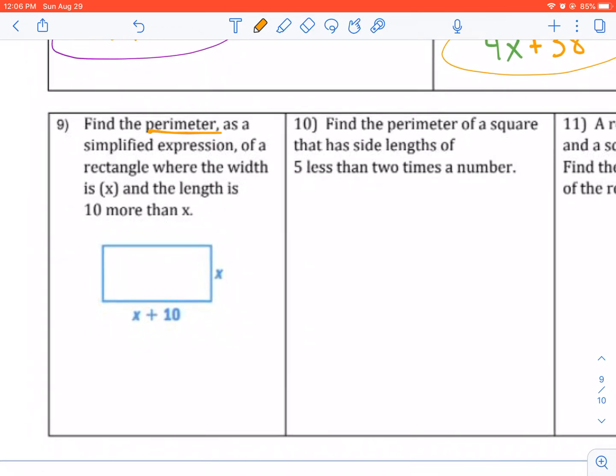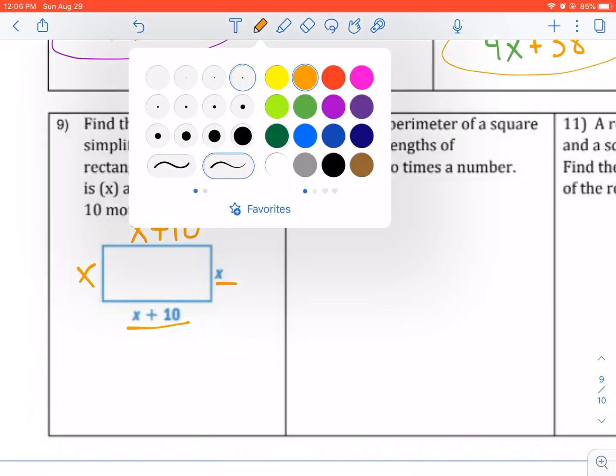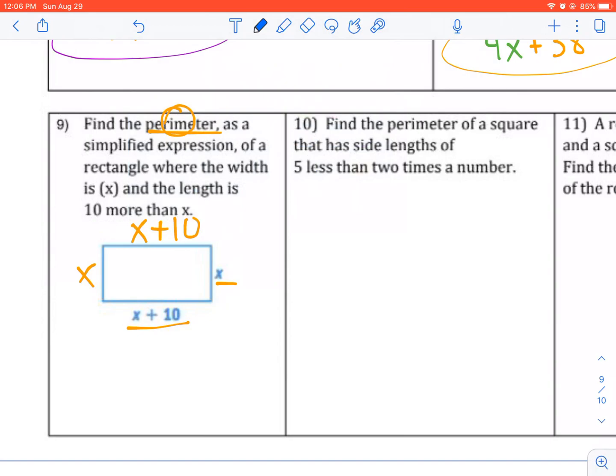To find the perimeter of a shape, perimeter means to go all the way around the rim. The number one mistake is that students will combine these two sides and think they are done. Perimeter is all the way around the outside. There's a couple different ways that you can do this, but I'm going to choose the combining like terms way to reinforce that skill. It says the width was x and the length is 10 more than x.